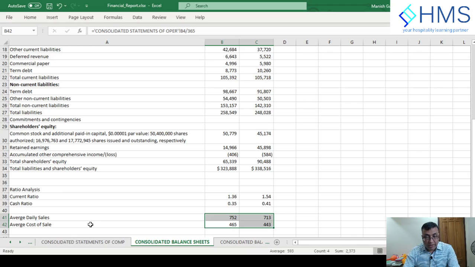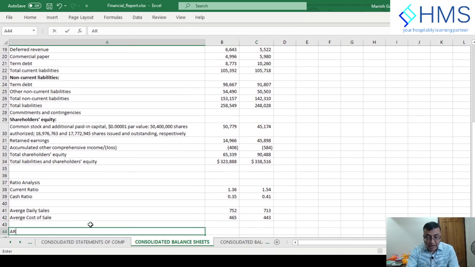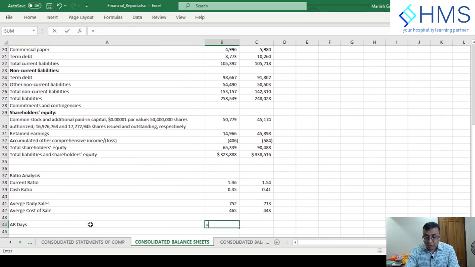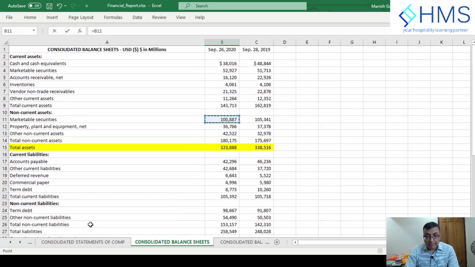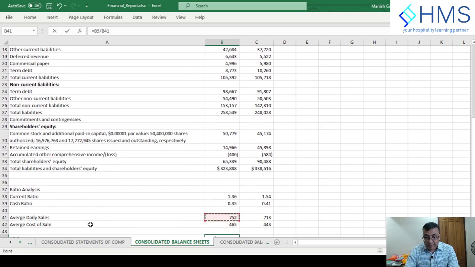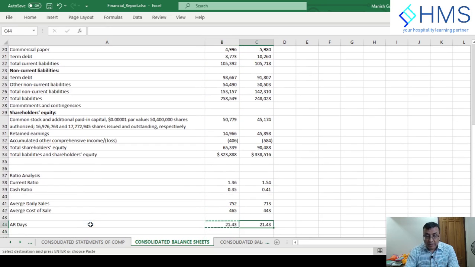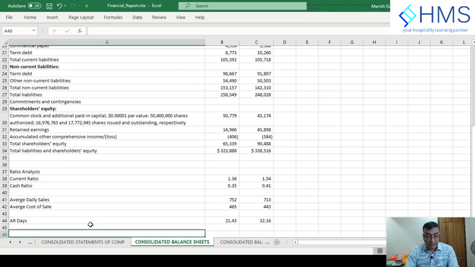Now we can calculate the AR average turnover, the AR days, right? The AR days is usually calculated by accounts receivable divided by average credit sale, or average daily sale. It's 21 days and 32 days. So the accounts receivable that the company is holding is only 21 days and 32 days. So the company is able to collect the accounts receivable quite fast.